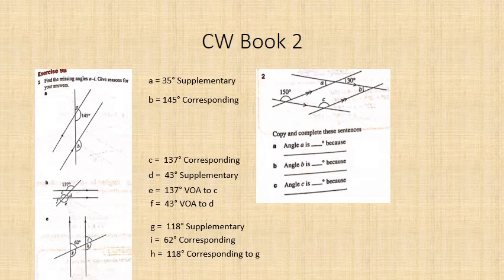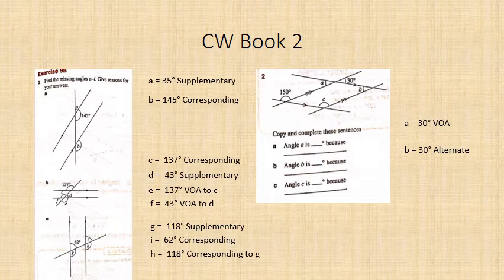Okay, for question number 2, it's very easy and very simple. Copy and complete these sentences. Angle A is equal to 30 degrees because of vertically opposite angles. And for angle B, it's equal to 30 degrees. You have two reasons. By the way, you can get the same angle by a lot of methods. So angle B is going to be equal to 30 degrees because it's alternate to the 30 degrees, or it can be corresponding angles to A, so it's going to be the same as A.